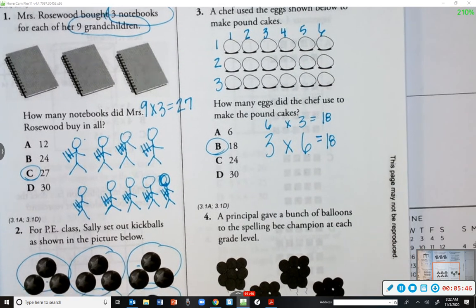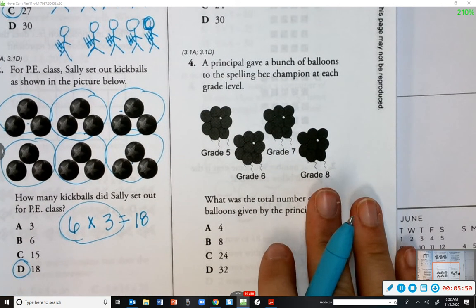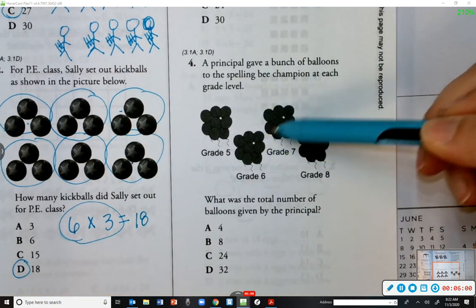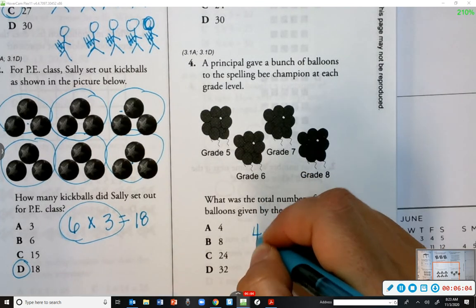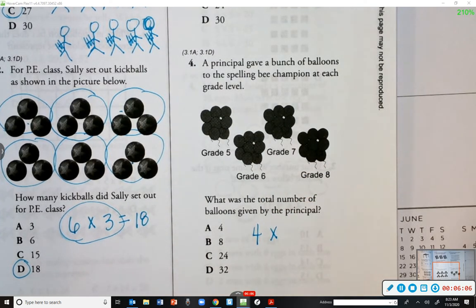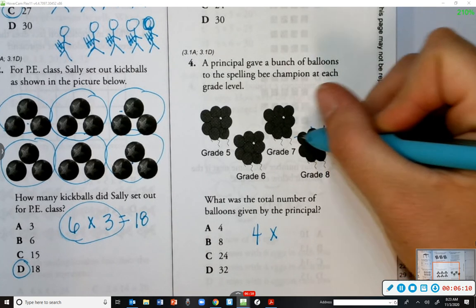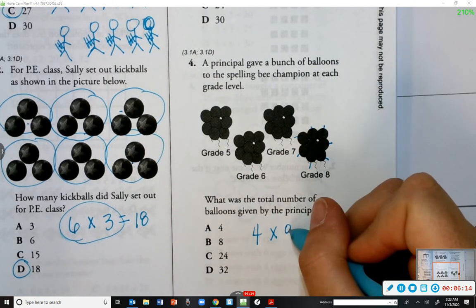Okay? Number 4, a principal gave a bunch of balloons to the spelling bee champion at each grade level. What was the total number of balloons given by the principal? So again, I see equal groups. How many groups did we see? 4. 4 groups. And then I count how many balloons are in each group. There's 1, 2, 3, 4, 5, 6, 7, 8. 4 times 8.